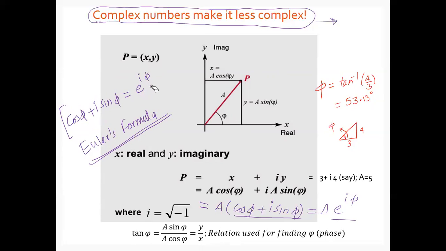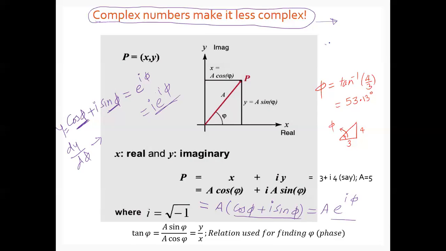I'm very happy. I'm very excited. Why am I excited? There is a reason behind it. If you want to find the derivative, dy by d phi, what do you get? You don't have to find the derivative of cosine and sine. You just have to find the derivative of e to the i phi. Boom. Do the integration. Again, you get the same.